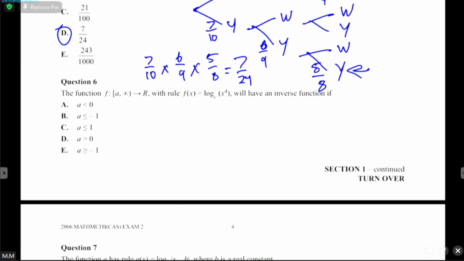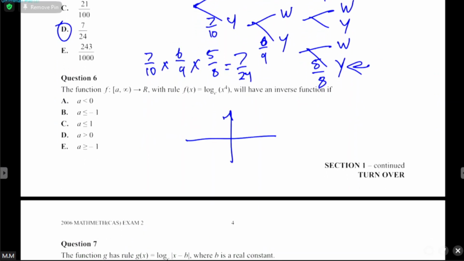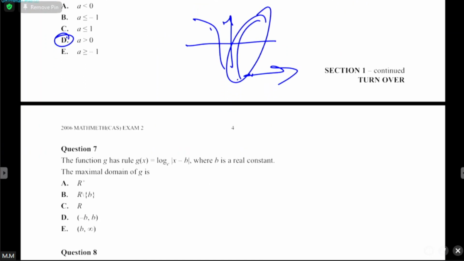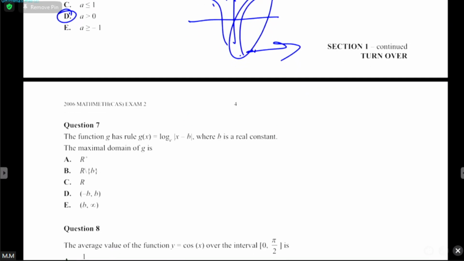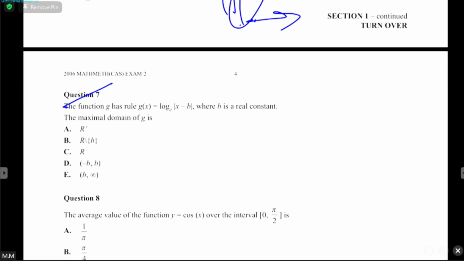When you draw the graph, from what I remember, it looks like this. And so if it's going from 0 to something to infinity and you want to have an inverse, it has to be a 1-to-1 function, so you can only take this side. So you restrict the domain from 0 and above. So that's D. Question 7, it's mod, we can skip that for now.